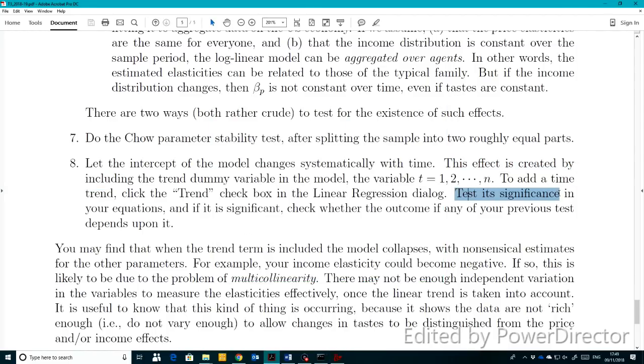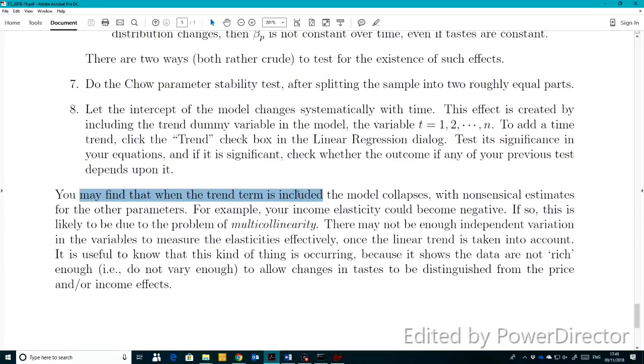The question continues: test its significance in your equation, and if it is significant, check whether the outcome of any of your previous tests depends upon it. Here I chose food in my example, but in your homework you should select something different than food. You have to be careful if this trend turns out to be significant, because then all your previous analysis might be wrong, since you haven't accounted for that trend. You may find that when the trend term is included in the model, the model collapses with nonsensical estimates. I haven't seen that yet, but you might encounter this.